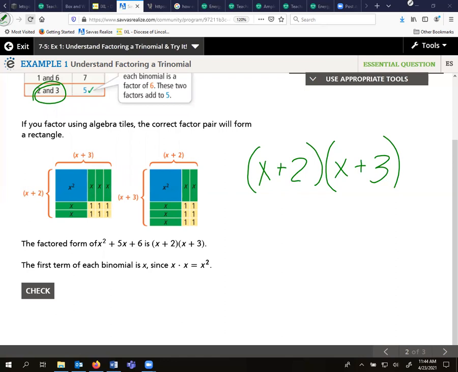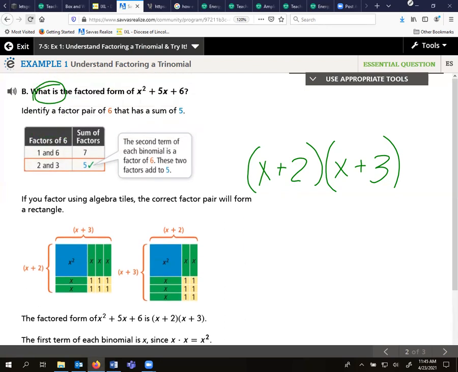Okay, and because this x squared doesn't have any numbers in front, these here will just be a plain x. We'll see some when there's a number in front of that, but we're going to start with just a plain x squared. So when you factor, your x's will be plain and lonely, no number in front.